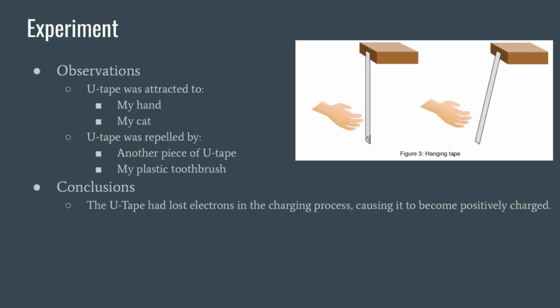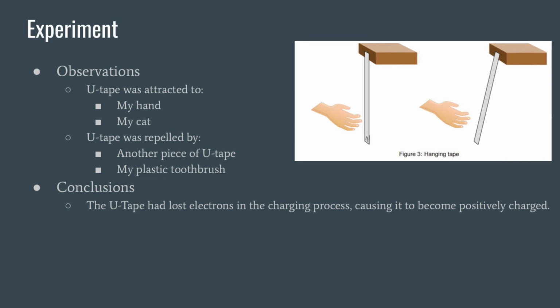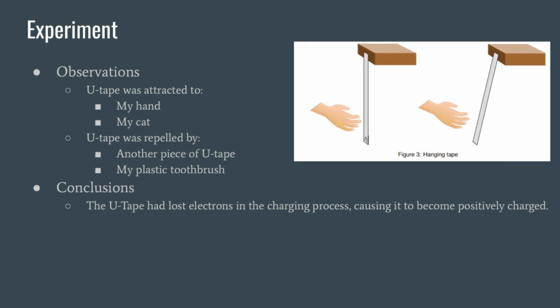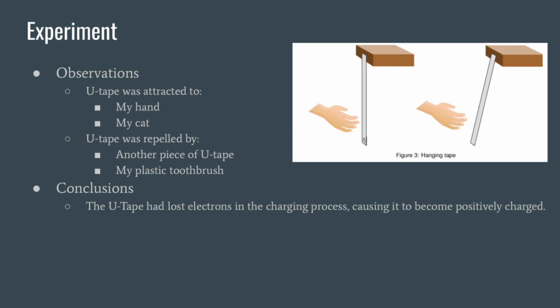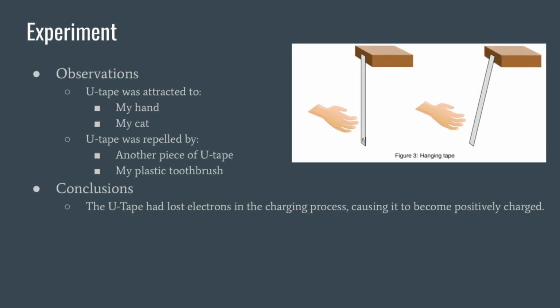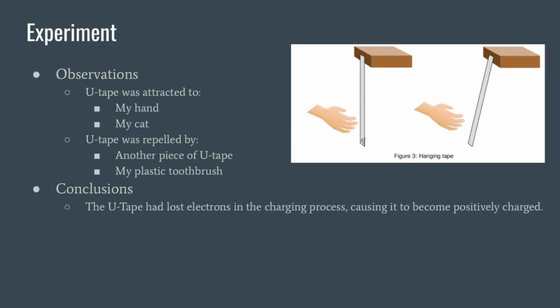I observed that the tape was attracted to my hand, it was repelled by the other piece of tape, it was attracted to my cat, and it was repelled by a plastic toothbrush. I was able to conclude that the tape is positively charged and it has lost electrons.